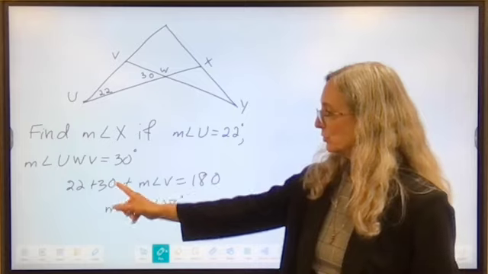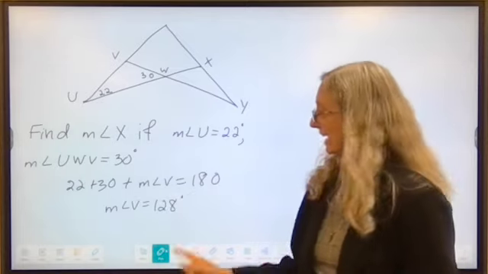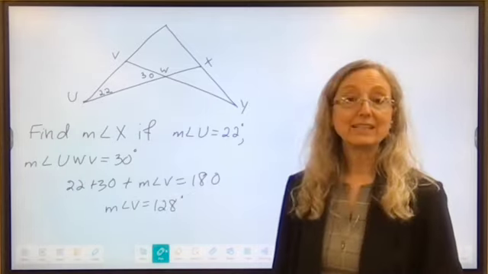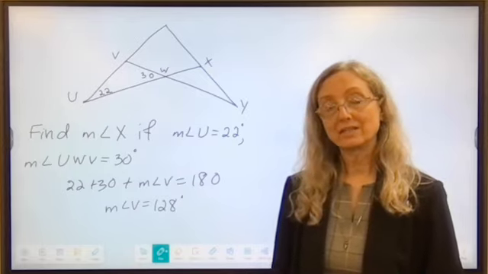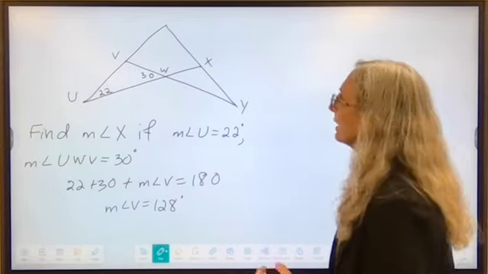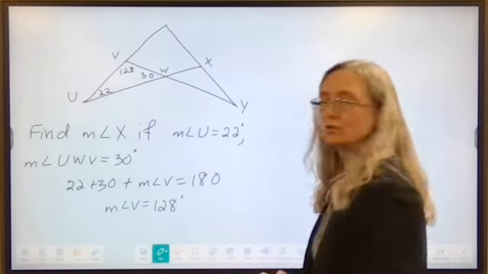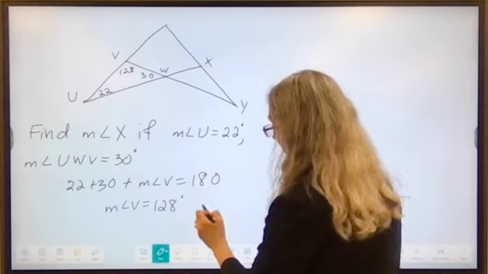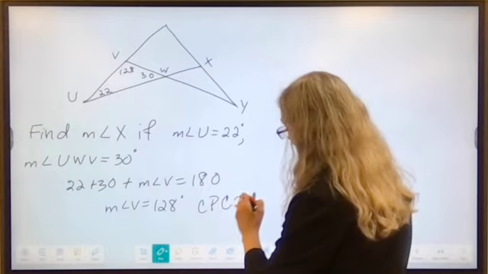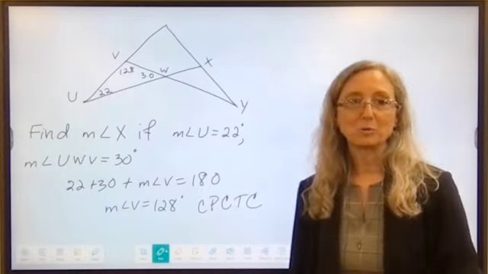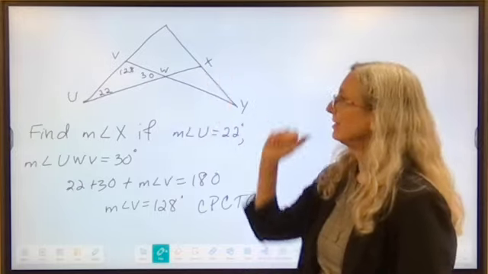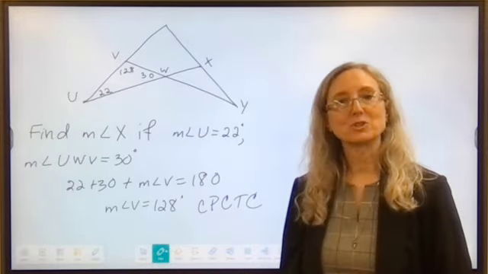So when I subtract 22 and 30 from 180, I realize that the measure of angle V has to be 128 degrees. How do I know that means angle X is 128 degrees? Because corresponding parts of congruent triangles are congruent. And since those two correspond, angle X is 128 degrees.